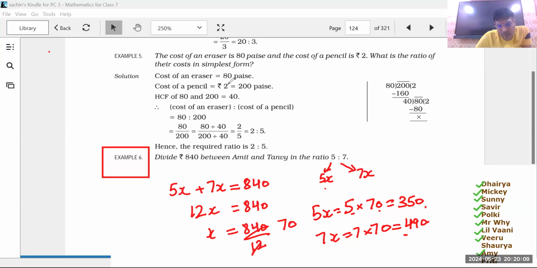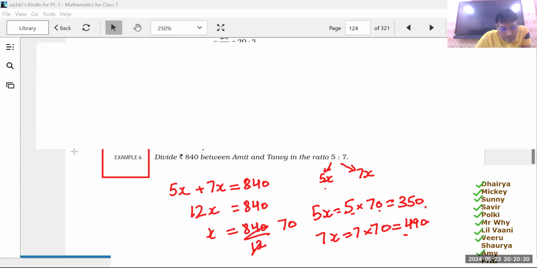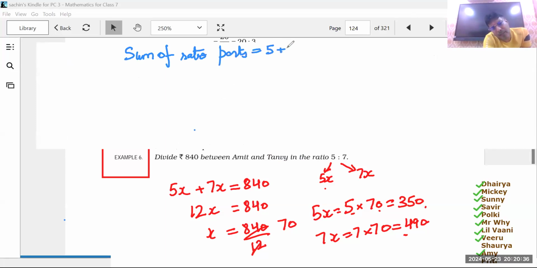This is method 1. Now method 2, I will explain for the same question. Above I will solve by method 2. So method 2 tells me that we do the sum of the ratio parts. So sum of ratio parts is equal to 5 plus 7, that is equal to 12. Then we find the fractions. Fraction of Amit will be equal to 5 by 12.